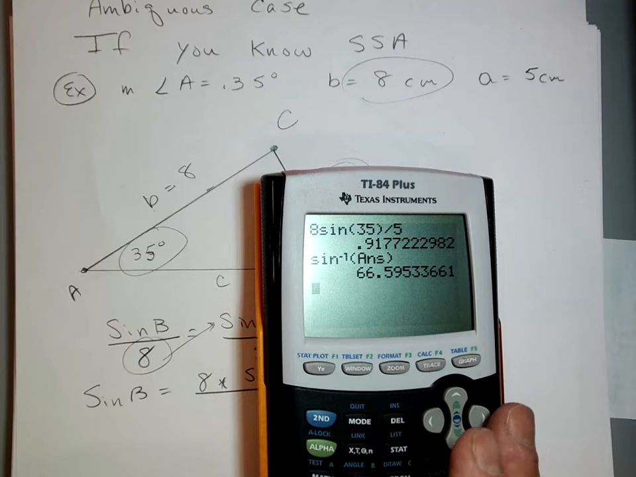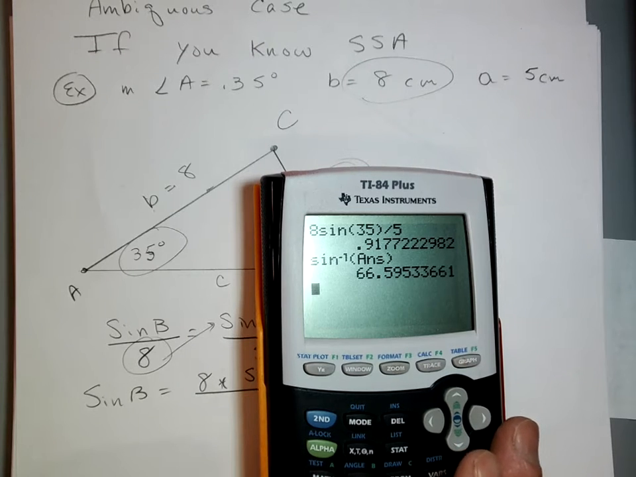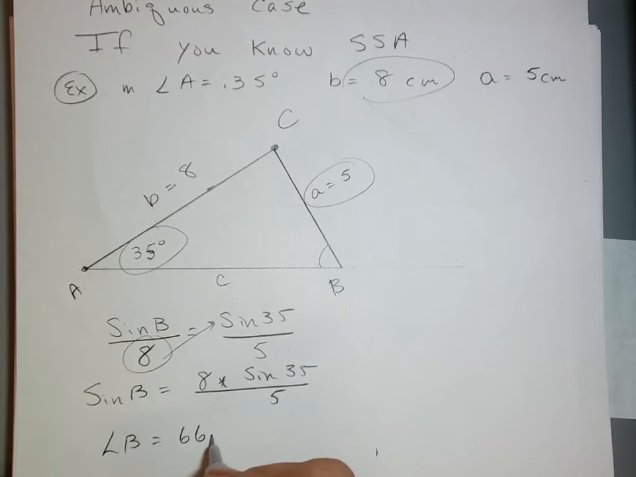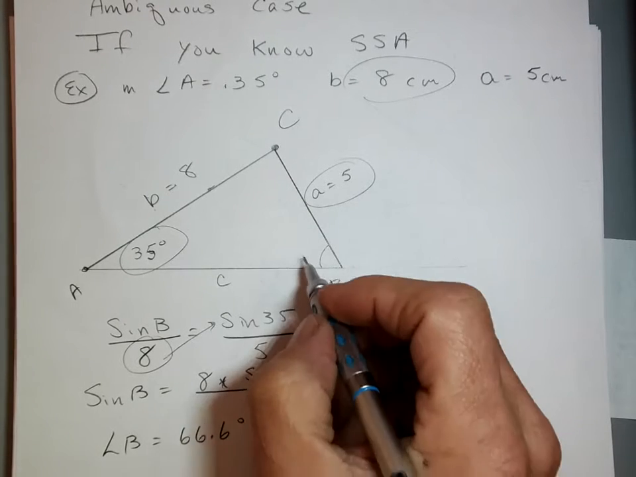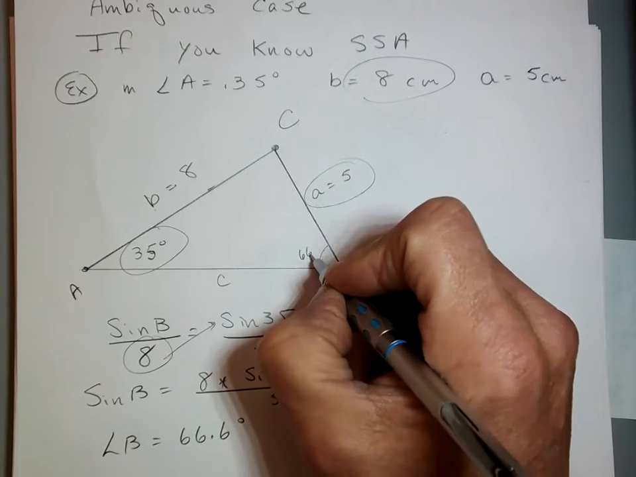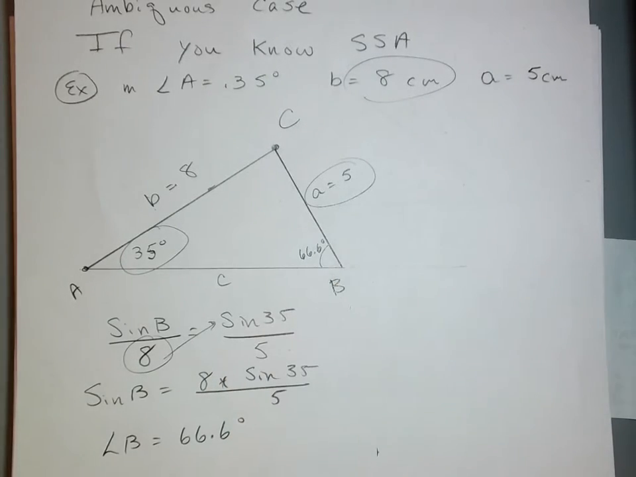So I wind up with about 66.6 degrees. Wow, that's a weird number. So angle B is about 66.6 degrees. All right, so let me put that in there. 66.6 degrees. Okay, so far so good.